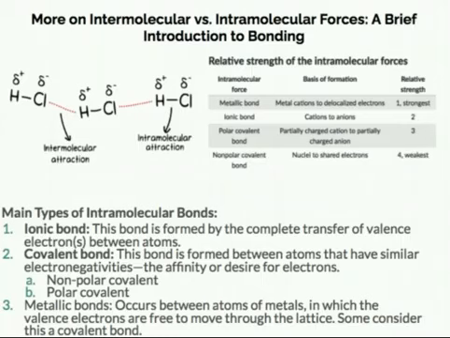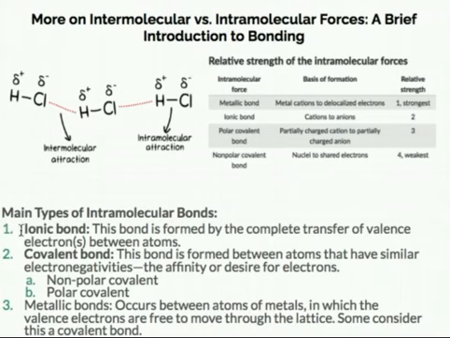While the intramolecular forces keep the atoms in a molecule together and are typically the basis for the chemical properties, the intermolecular forces are those that keep the molecules themselves together and are typically responsible for all the physical properties of a material. So the main types of intramolecular bonds are ionic bonds, covalent bonds, and metallic.